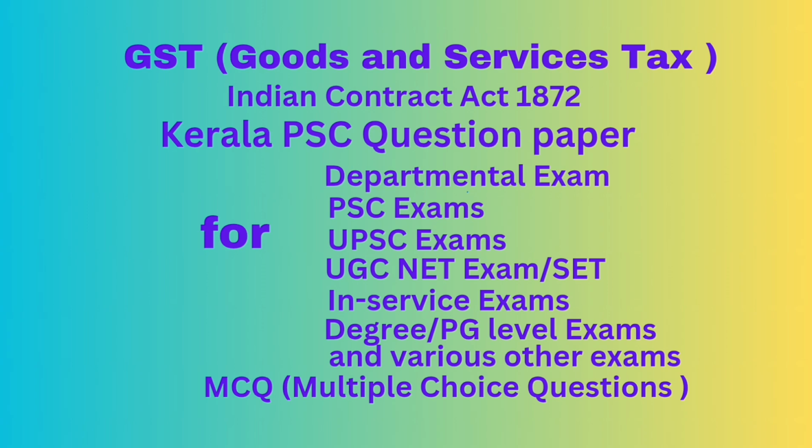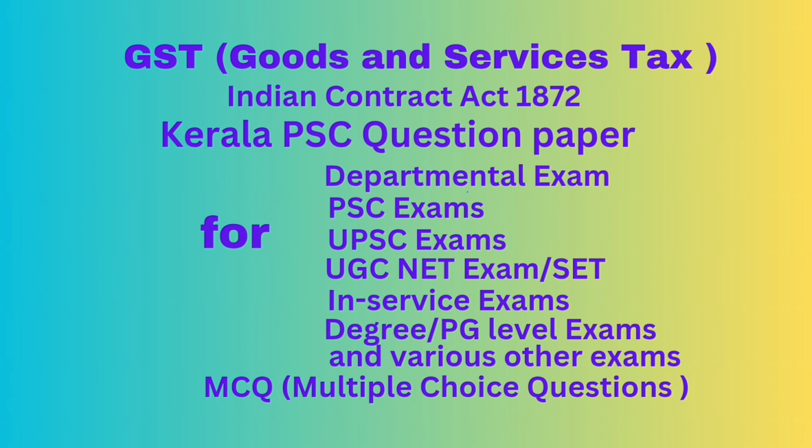Question number 17. Who has to file annual returns? Option A, those charging GST invoices paying GST on monthly basis. Option B, persons paying GST under composition scheme. Option C, registered persons supplying goods or services or both. Option D, all of the above. Correct answer, all of the above.